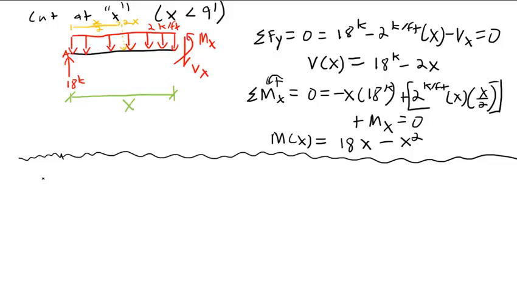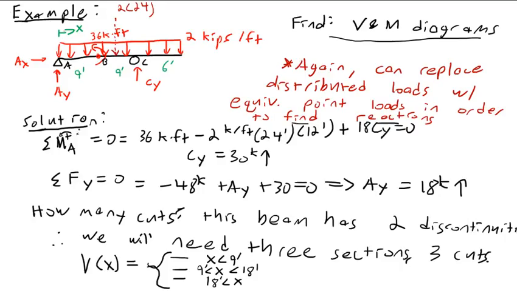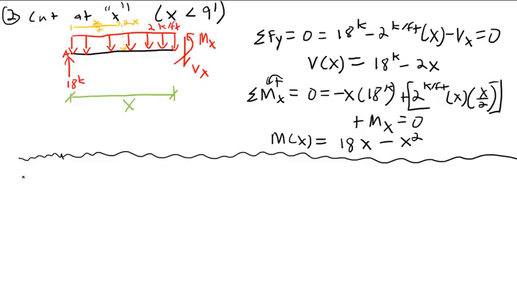Okay. Now we need to make another cut. I'll put some step numbers on here. This is step 1, reactions, this is step 2, and then step 3 is going to be another cut. Cut at x when x is greater than 9 and less than 18. So again, we're going to still include everything from the left side of the beam.